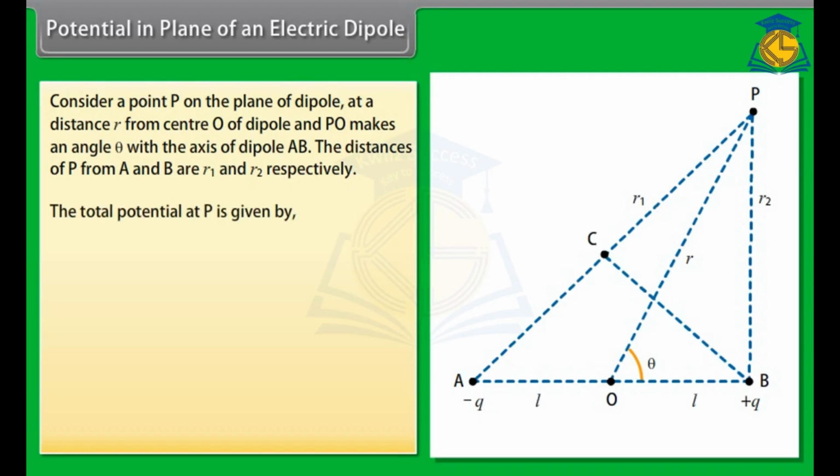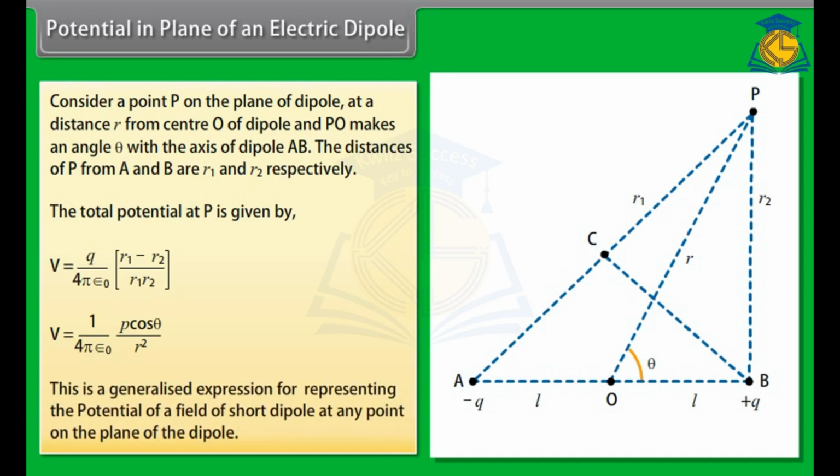The total potential at P is given by V equals Q upon 4 pi epsilon naught multiplied by (R1 minus R2) upon R1 R2, which is equal to 1 upon 4 pi epsilon naught multiplied by P cos theta upon R square. This is a generalized expression for representing the potential of a field of short dipole at any point on the plane of the dipole.